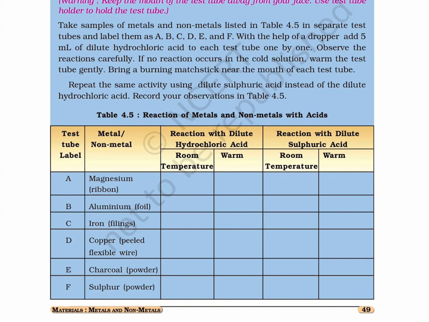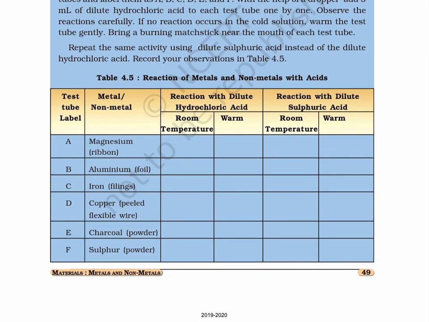Table 4.5. Reaction of metals and nonmetals with acids. The table has 4 main columns. The first one, test tube label. Second, for metal or non-metal. Third, for reaction with dilute hydrochloric acid. It has 2 sub-columns, the first one being room temperature, second, warm. Fourth, reaction with dilute sulfuric acid. This also has 2 sub-columns, room temperature and warm.